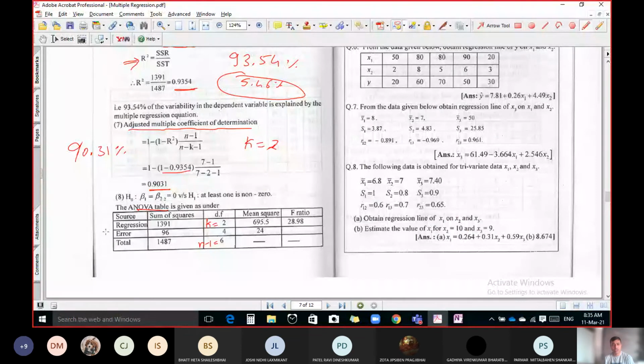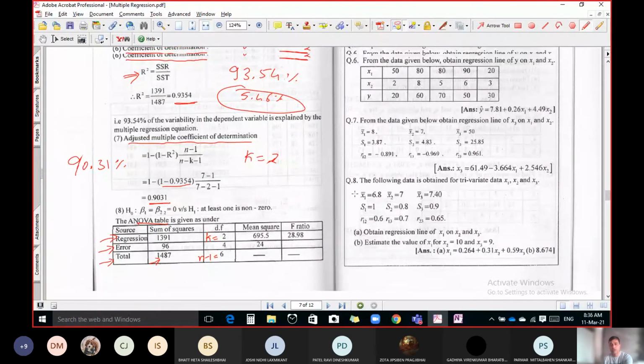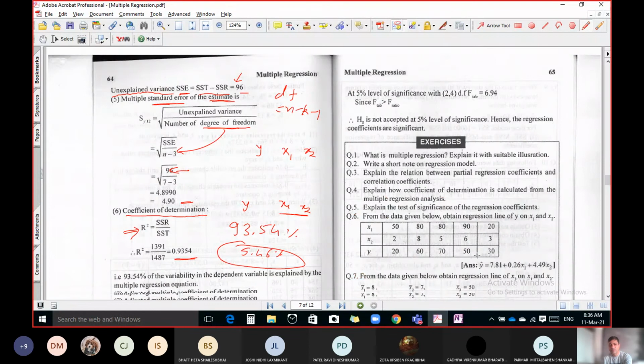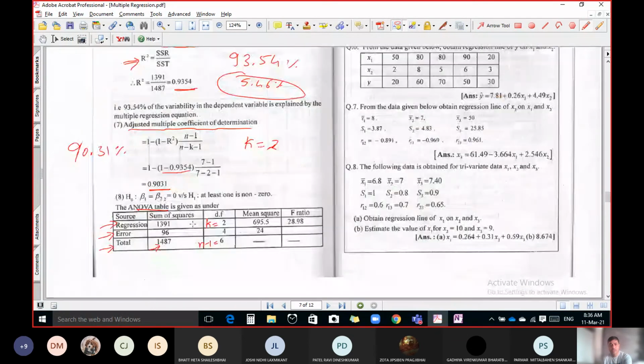First column, sources of variation: due to regression, due to error and total. And here you have to write sum of square. Total sum of square is already known, SST is 1487. Then SSR, sum of square of regression, that is 1391 for regression, and the difference of this is SSE. So this is SST, this is SSR, and this is SSE.